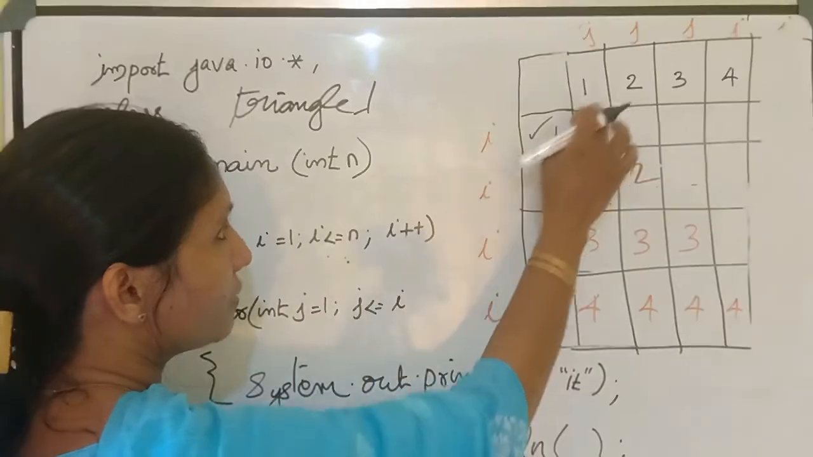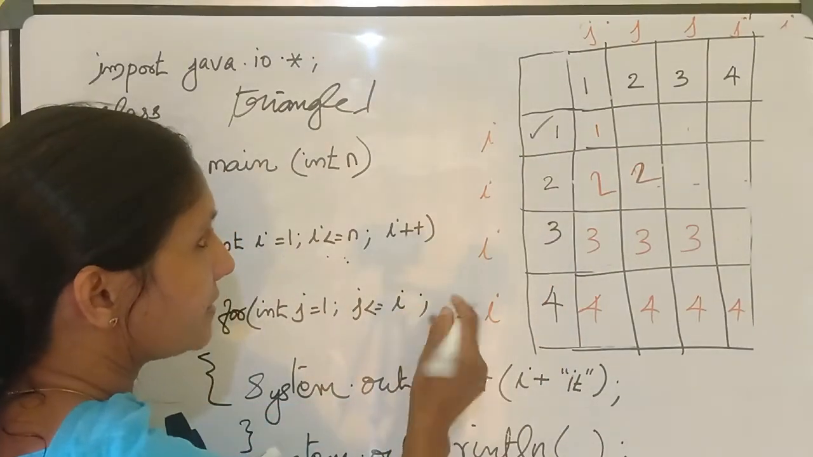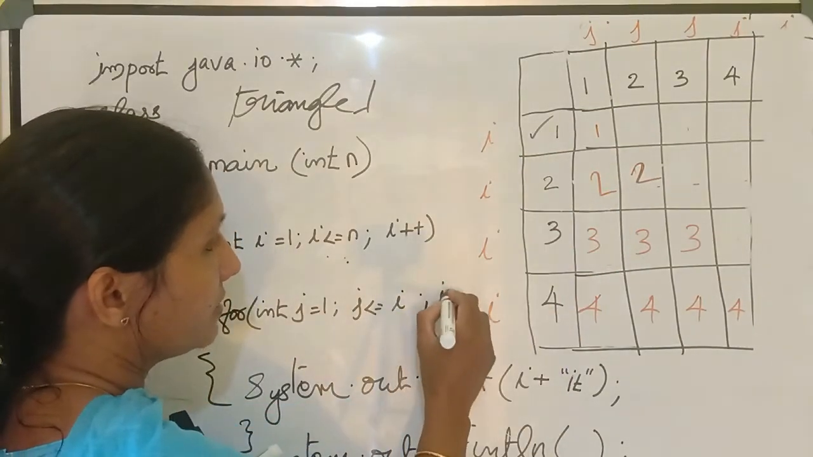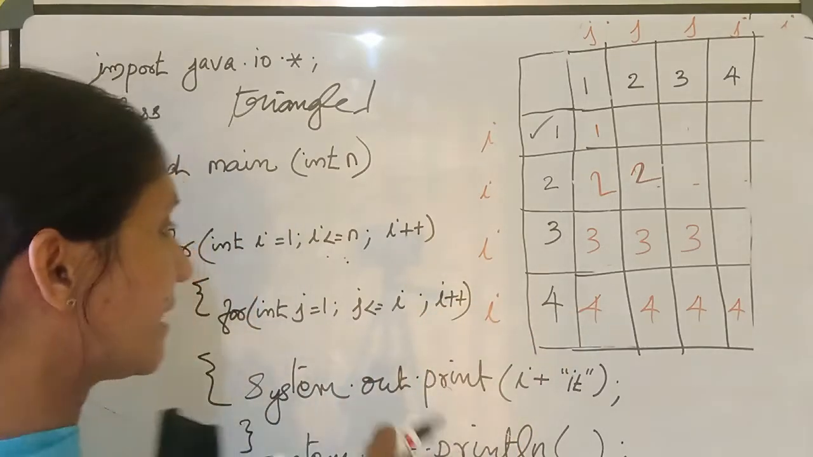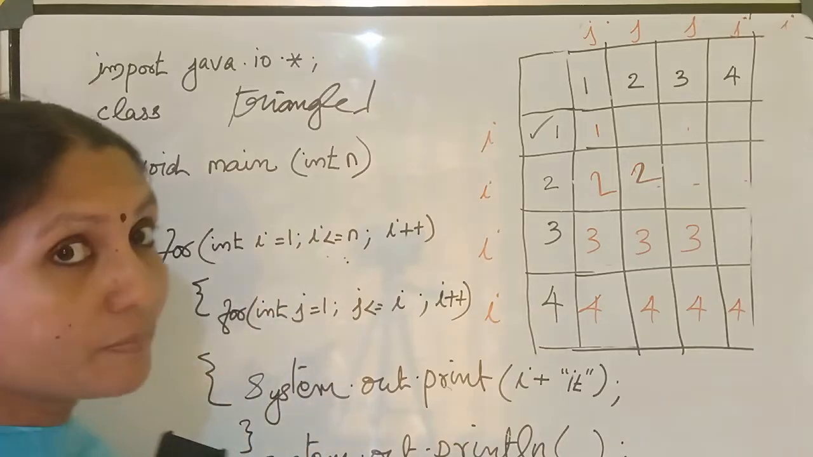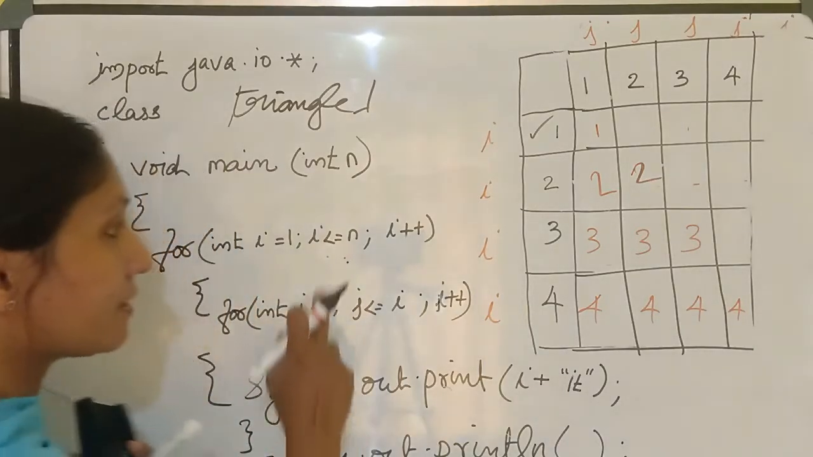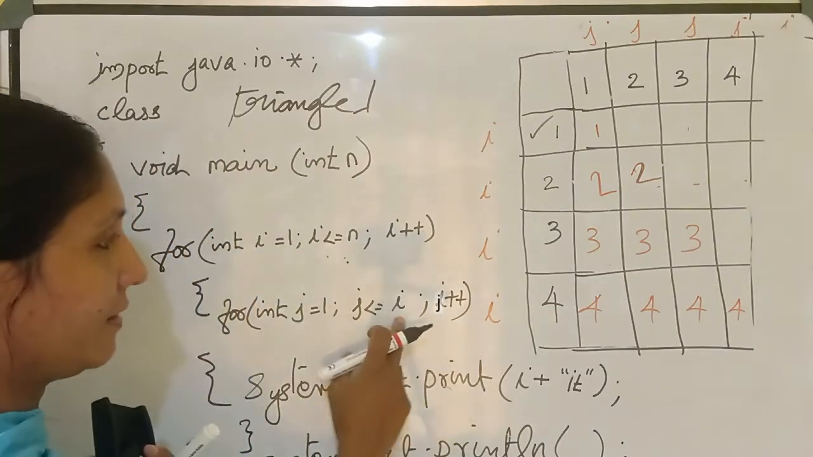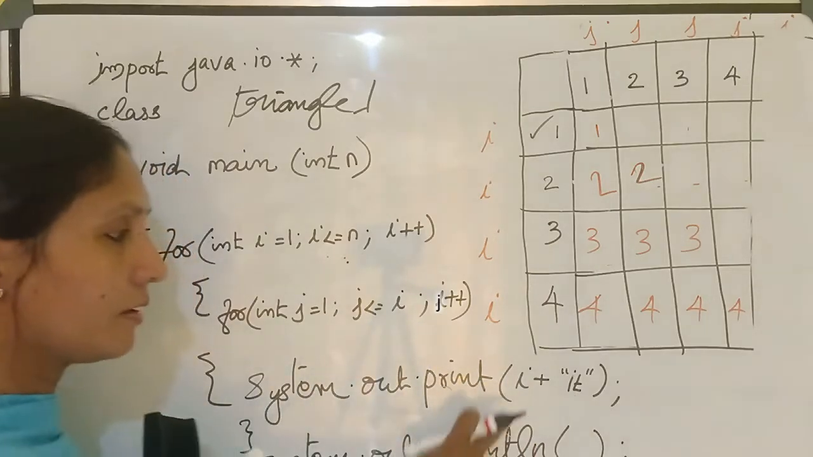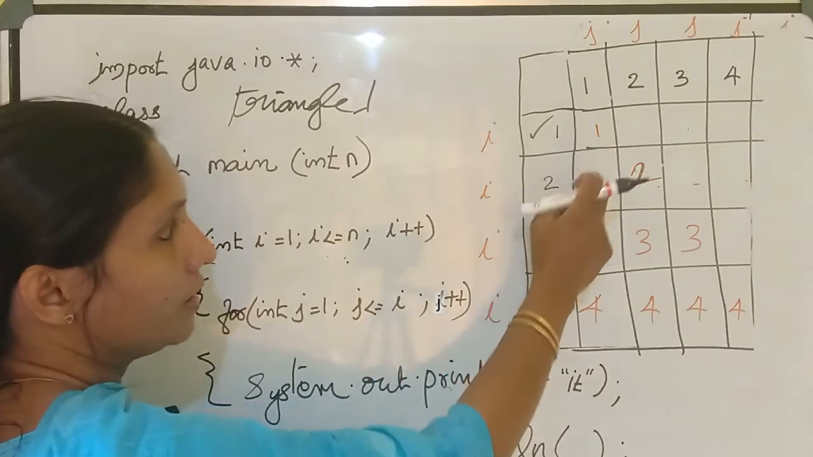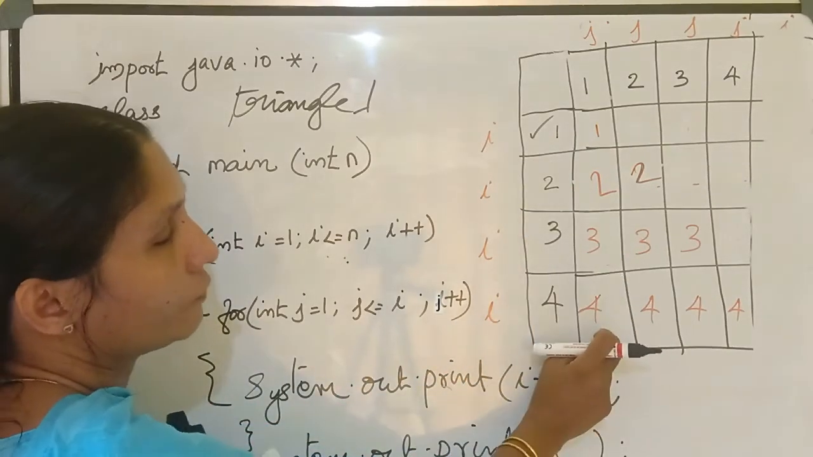That means in the first row we have only one column, in the second row we have two columns, in the third row we have three columns, and in the fourth row we have four columns. That means the limit of the column number must be the same as the row number, that is equal to i. Then what value will we print? The value of i, because in the first row 1, second row 2, third row 3, fourth row 4, like that.